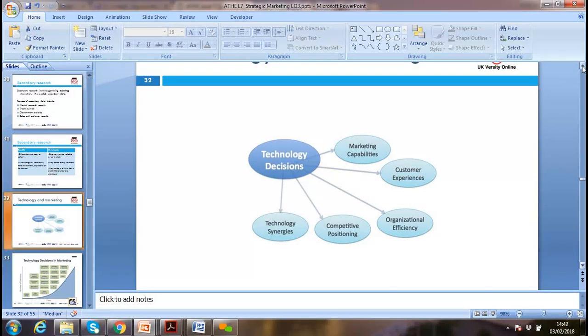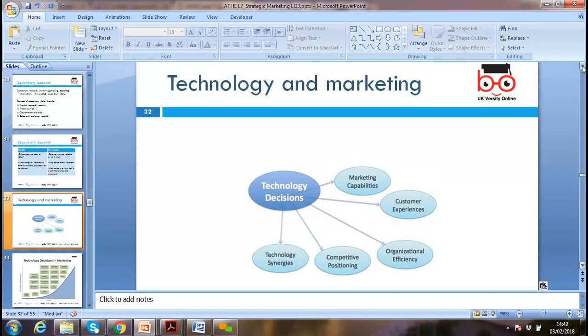Okay. Next we're looking at technology and marketing. Technology plays a significant role in marketing. Technology helps us to make decisions. Technology synergies. Umar, what is meant by synergies?